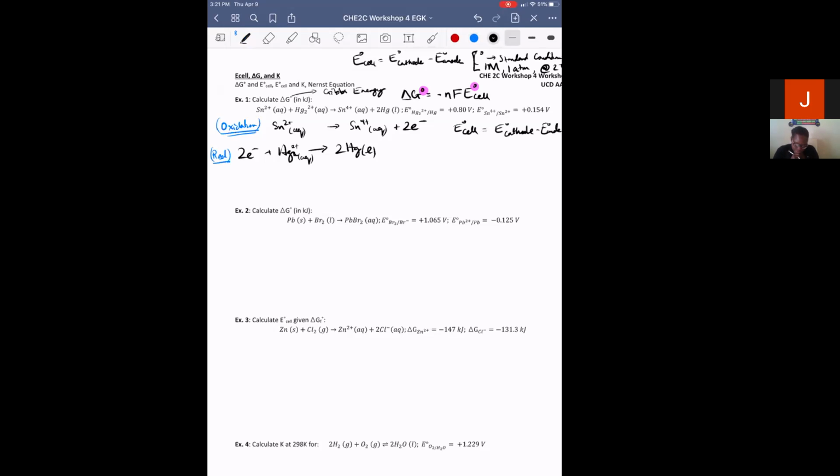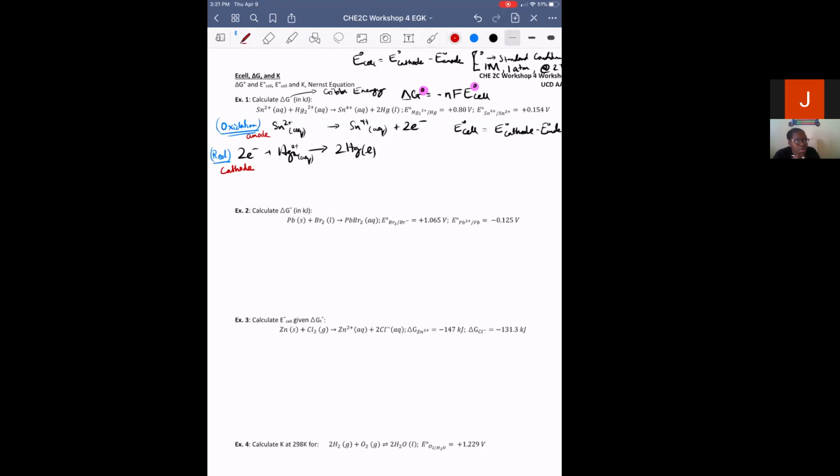So we know that our oxidation occurs at our anode, and reduction occurs at our cathode. So with that information in mind, we can just combine our reduction potentials in the correct way in order to determine what our overall Ecell should be.